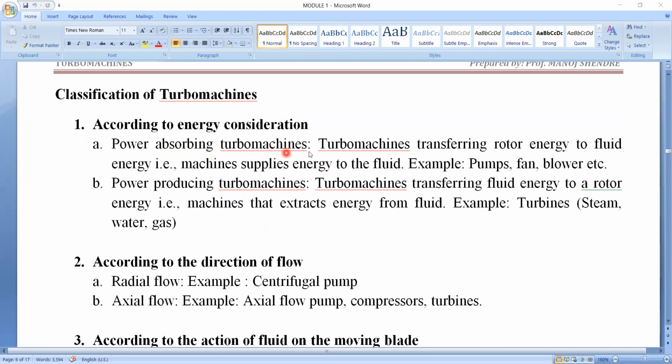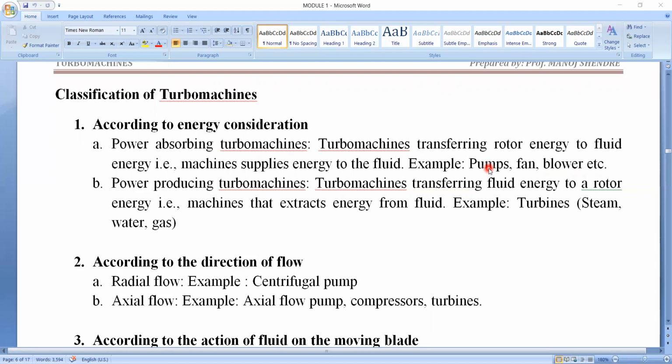The first one is power absorbing turbo machines. These are turbo machines transferring rotor energy to the fluid energy, that is, the machine supplies energy to the fluid. For example, pumps, fans, blowers, compressors, centrifugal pumps, etc. In power absorbing turbo machines, mechanical energy is supplied in the form of rotation of the shaft, and that mechanical energy is used to produce fluid power or fluid energy. It may be in the form of pressure or in the form of head.